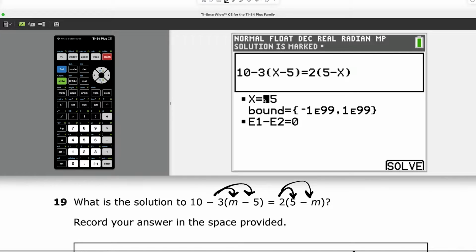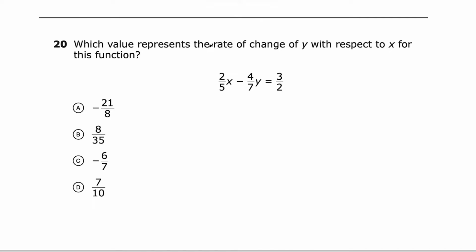Okay, so for a question like this, we could use a calculator, but if the test is expecting you to show any work for these free response questions, then know how to show the work. But I imagine if you use calculator techniques, you are going to get some, if not all, of the credit, depending on what the rubrics are like for these free response questions. Question 20, which value represents the rate of change of y with respect to x for this function?